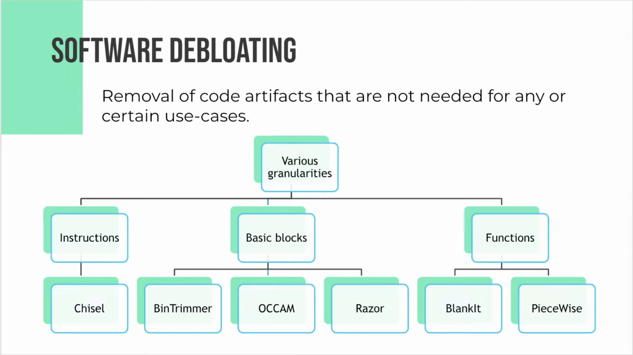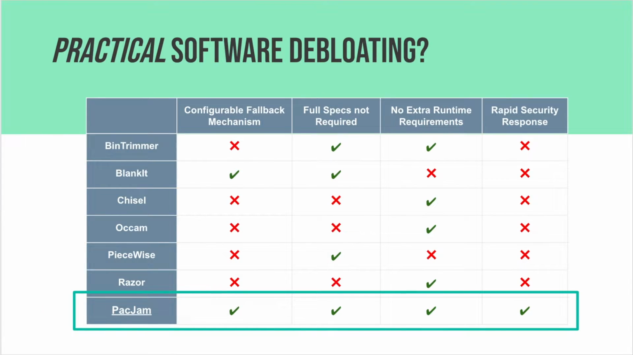Several techniques have been proposed so far for removing or customizing code artifacts. Unfortunately, despite all the benefits of security, software debloating has not gained widespread use yet. We argue that a debloating technique must satisfy a number of criteria to become practical. First, it must provide a configurable fallback mechanism. Second, it shouldn't require complete specifications. And finally, it must not require additional runtime support. None of the pre-existing techniques meet all the desired criteria at the same time.